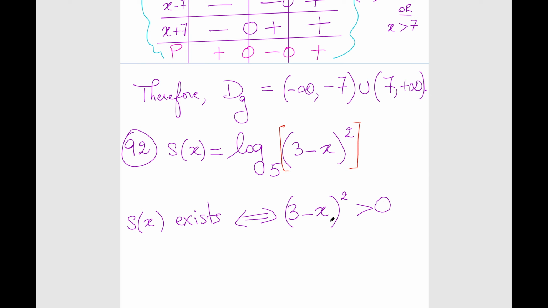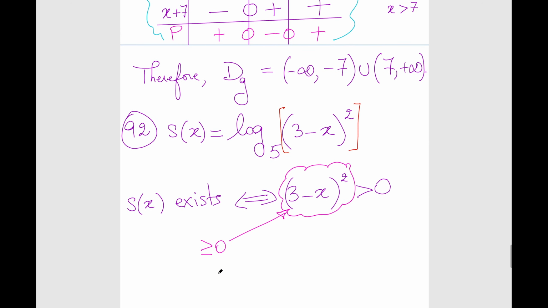Correct? Well, this guy is greater than or equal to 0 for all x. Agree with that? This is greater than or equal to 0 because it's the square of a real number. No matter what x is, 3 minus x is a real number, right? So no matter what the real number x is, 3 minus x is a real number. Square a real number, you get a non-negative entity. Correct? So this is bigger than or equal to 0 for all x in R. For all real numbers x.